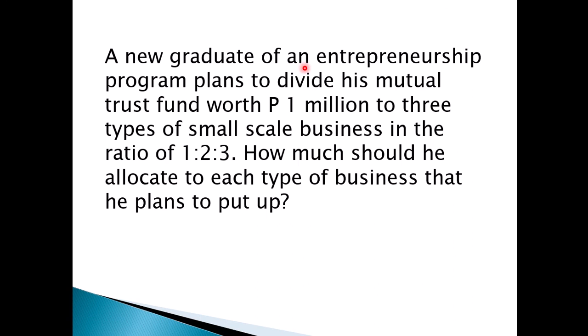Now, for example, a sample problem. A new graduate of an entrepreneurship program plans to divide his mutual trust fund worth 1 million pesos into 3 types of small-scale business in the ratio of 1:2:3. How much should he allocate to each type of business that he plans to put up? In this case, guys, as we situate the problem, 1 million should be divided into a ratio of 1:2:3.